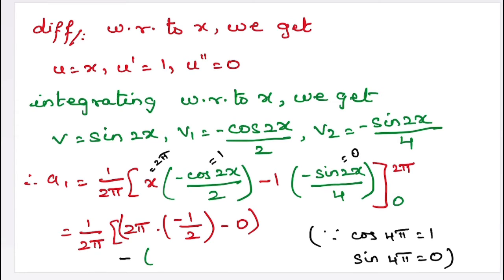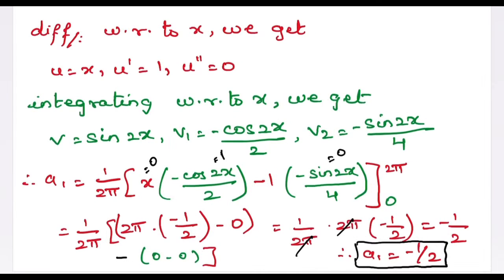Now apply the upper limit 2 pi. In first term we get 2 pi into minus 1 by 2, since cos 2 into 2 pi, that is cos 4 pi is equal to 1, minus 0 since sin 4 pi is equal to 0. Now apply the lower limit, you get 0 as x is equal to 0 in the first term and 0 in the second term as sin 0 is equal to 0. Therefore a1 is equal to 1 by 2 pi into 2 pi into minus 1 by 2. 2 pi will get cancelled. Therefore a1 is equal to minus 1 by 2.